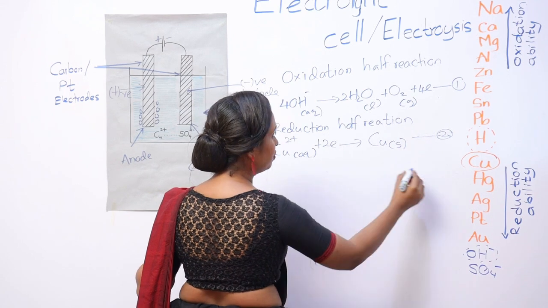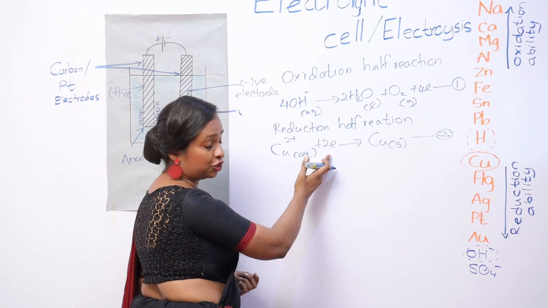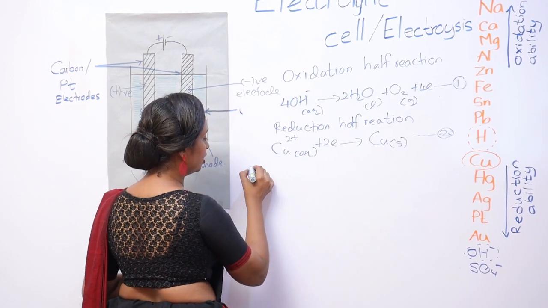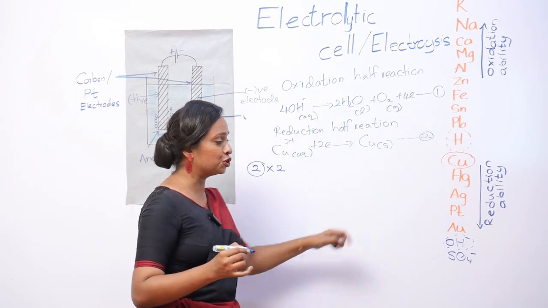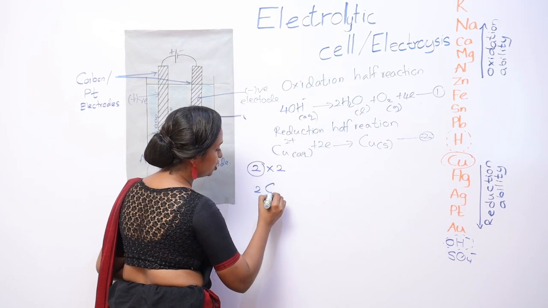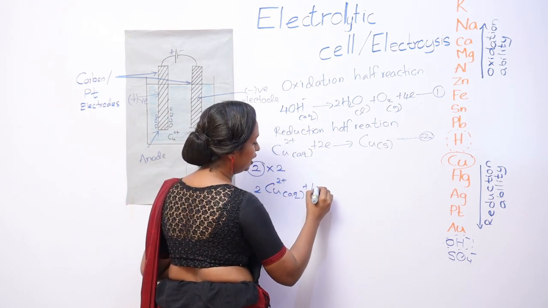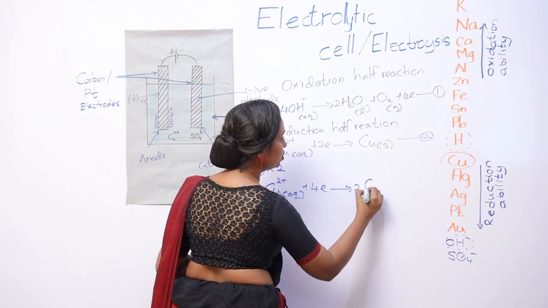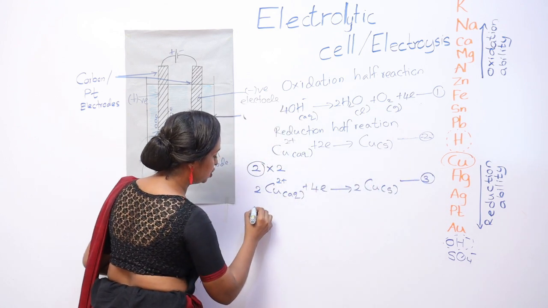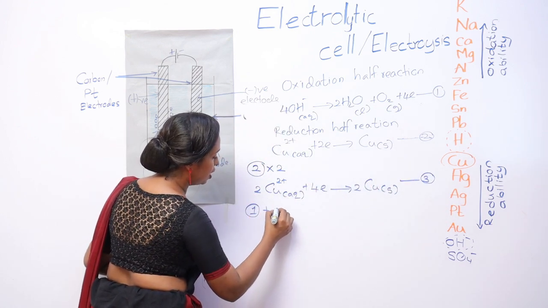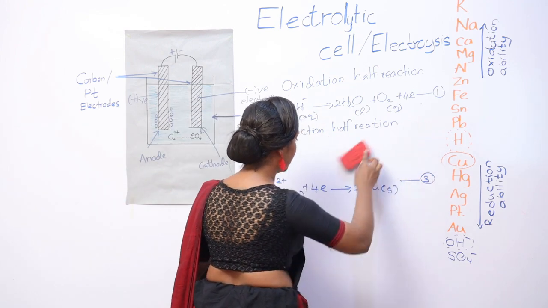Now we are going to add them together. Before that you can see මේ පැත්තේ තියෙන්නේ 4 electrons, මේකේ 2 electrons. ඉතින් මම මේක 4ක් කරන්න ඕනේ. For that purpose I am going to multiply this equation by 2. Cu2 plus Aq plus 4 electrons, 2 Cu solid. This is the third equation. Now I am going to add these together, number 1 and the third one. So I am going to remove the second one. Now I don't want that.